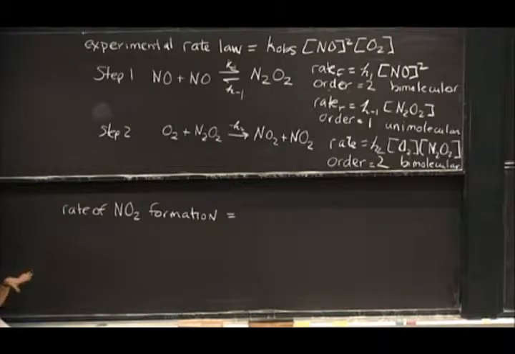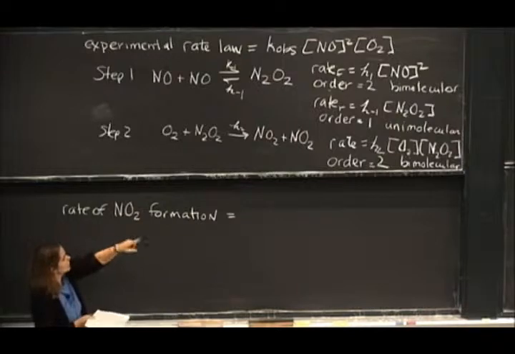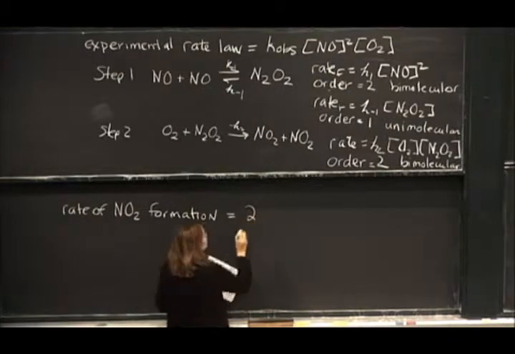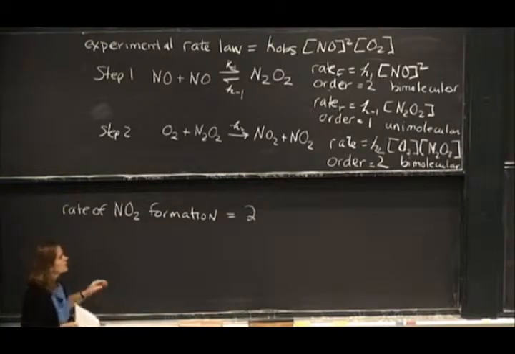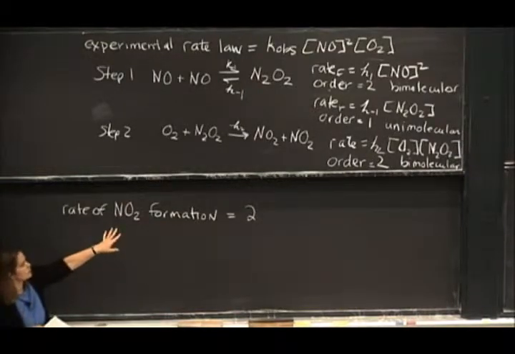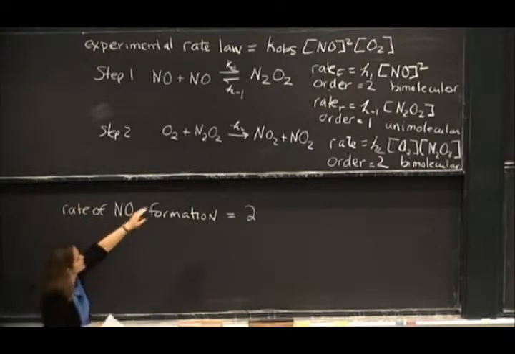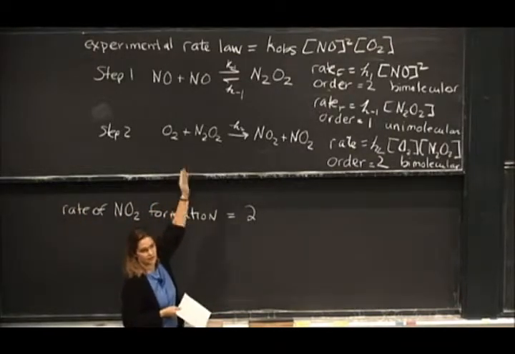NO2, and we can just use that last step to write this out. We're forming 2 molecules of NO2. So we're going to put a 2 in there because the rate at which the concentration of NO2 will increase is twice as much as will decrease this amount.